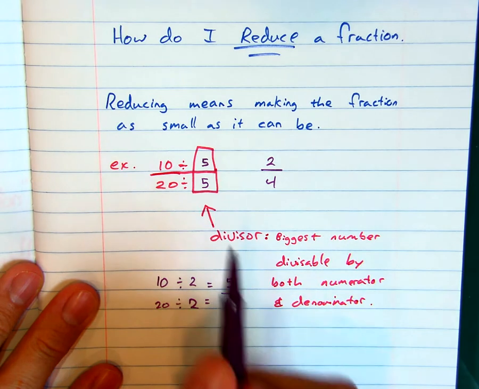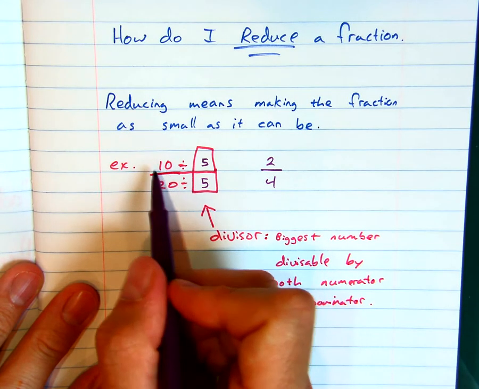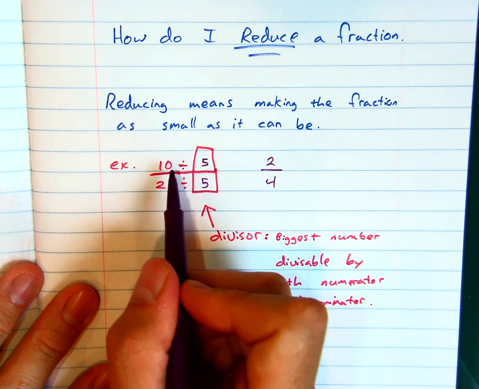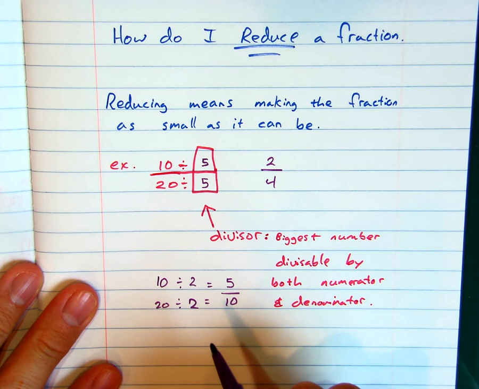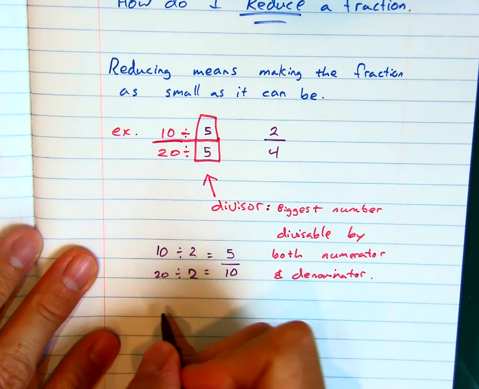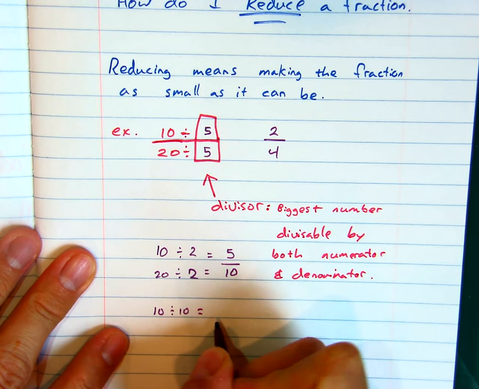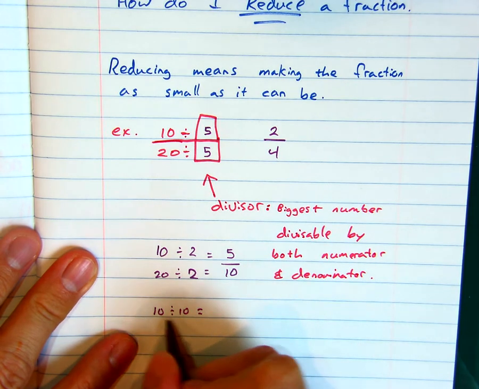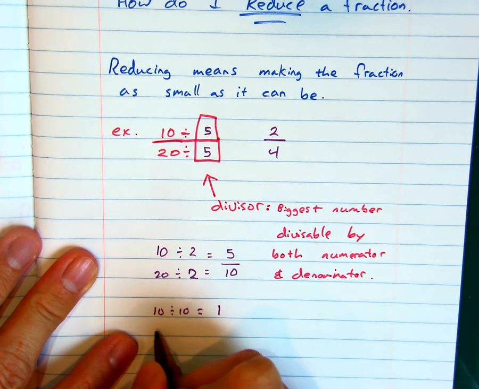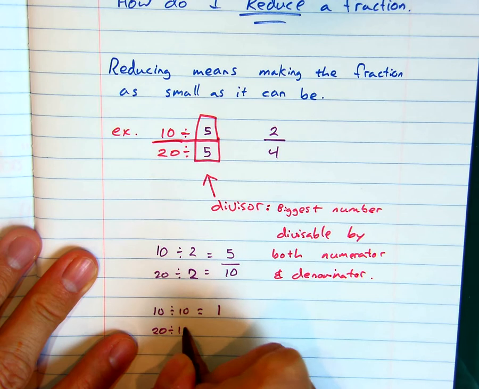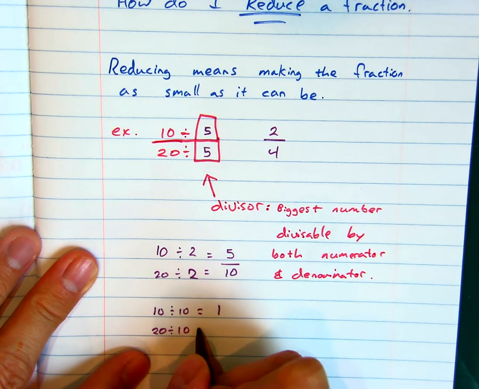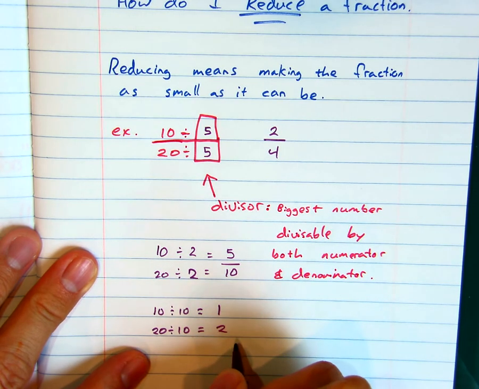Sometimes one of the numbers, typically the numerator, is the number you divide by. So really, to get this as small as humanly possible, we'd have to do 10 divided by 10 equals, how many 10s fit in 10? 1. 20 divided by 10, how many 10s fit into 20? Equals 2, or a half.